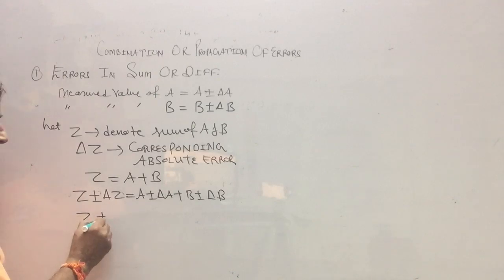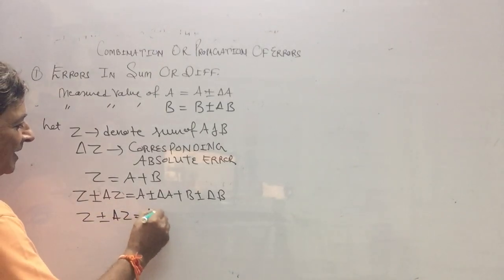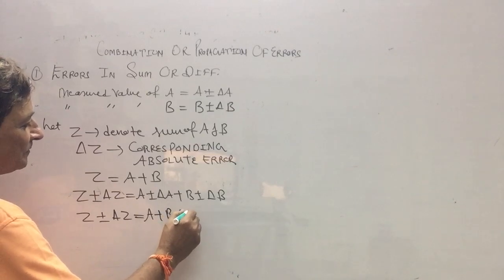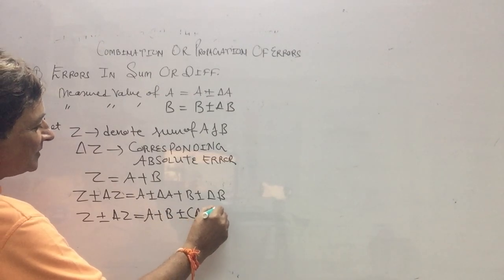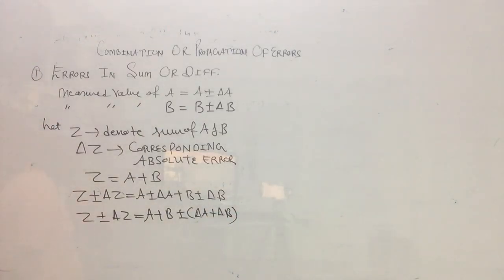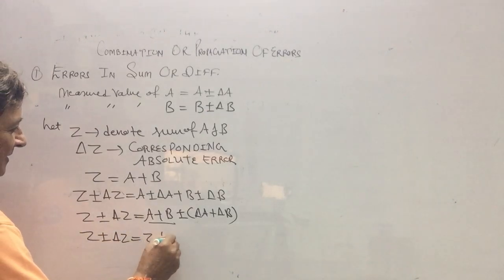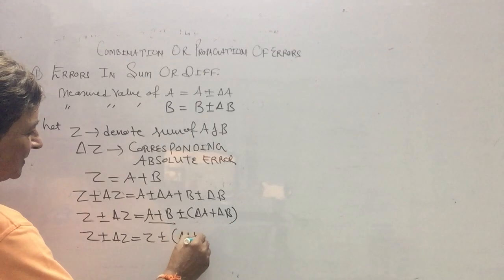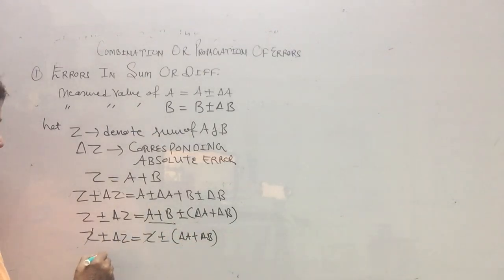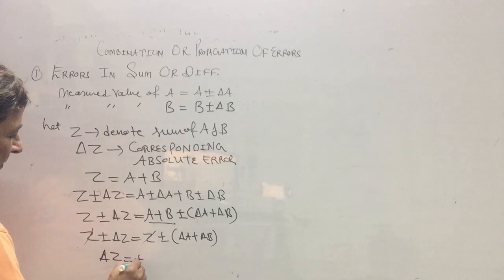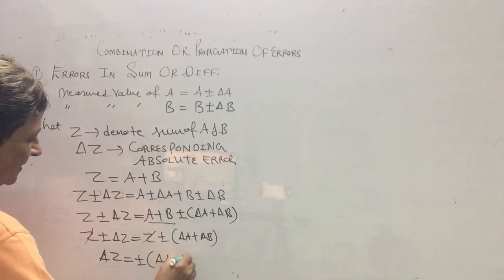तो Z प्लस माइनस डेल्टा Z, A प्लस B प्लस माइनस डेल्टा A प्लस डेल्टा B. भाई जी A प्लस B किसके बराबर है? वेरी गुड. सो Z प्लस माइनस डेल्टा Z प्लस माइनस डेल्टा A प्लस डेल्टा B, दिस गेट्स कैंसल. तो डेल्टा Z इक्वल टू प्लस माइनस डेल्टा A प्लस डेल्टा B.